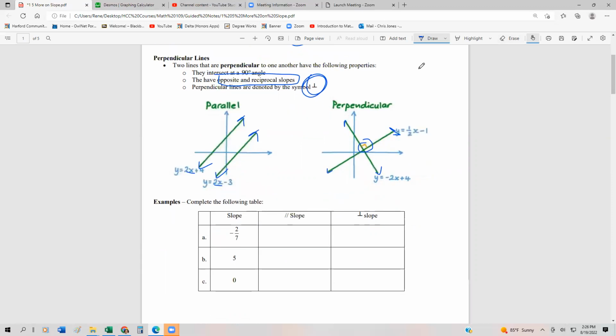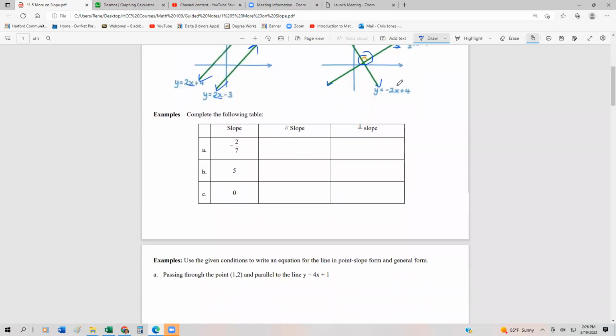Let's make sure we understand how to find the perpendicular and the parallel slopes if I give you a slope. Recall that parallel lines have the same slopes, and perpendicular slopes are opposite and reciprocal. It's really easy if I give you the slope -2/7 to find the parallel slope, because that's also -2/7. The parallel slope to 5 is also 5. And the parallel slope of 0 is also 0.